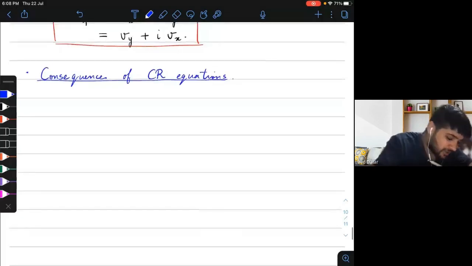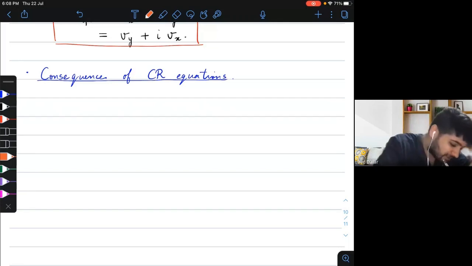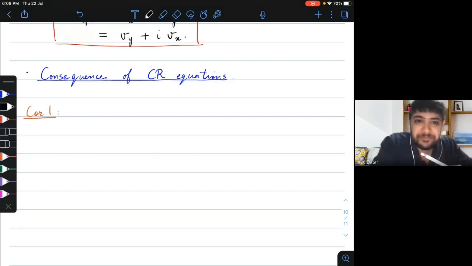Okay, so I have two consequences, and then if time permits, maybe I'll also talk a bit about harmonic functions, but that's only if time permits. So the first consequence is something that we used last time, and I promised you that I'll give a proof after we discuss the Cauchy-Riemann equations. So the first corollary is the following.